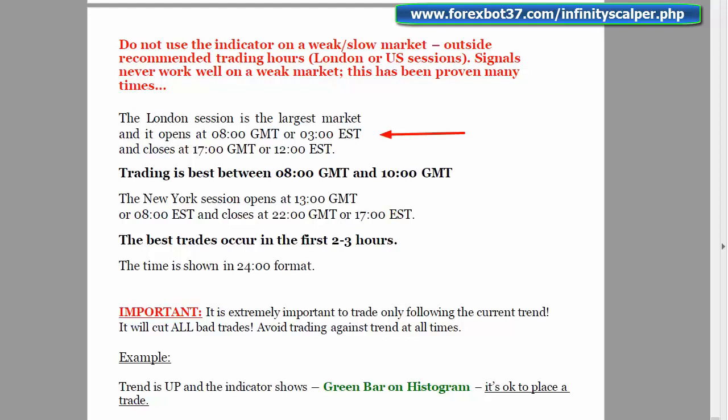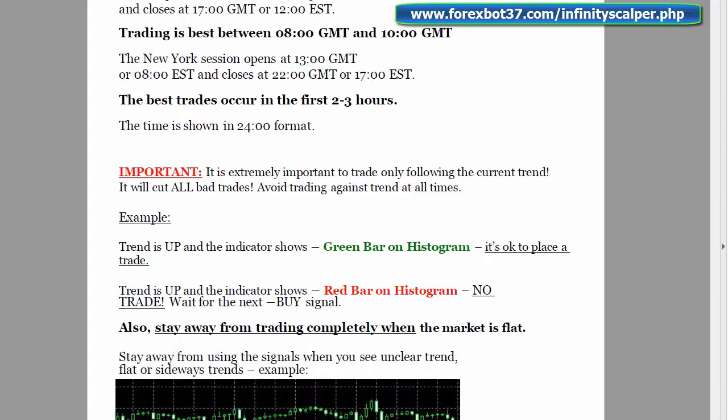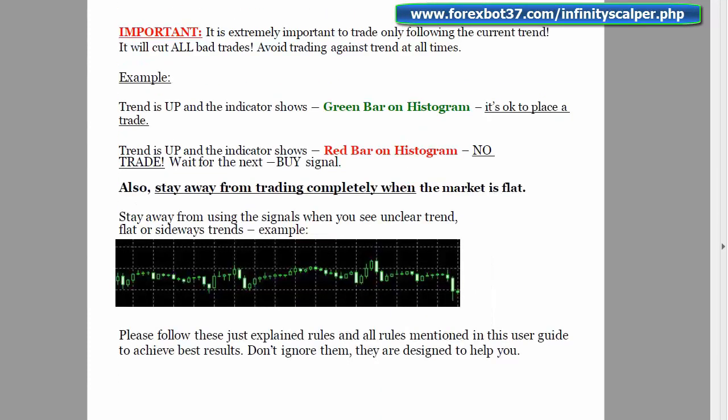That's what you want to do. New York session, you trade what you want. But like it says right here, the best trades occur in the first 2 to 3 hours of every session. Totally agree. That's not just in Forex. That's most markets. It's like that.